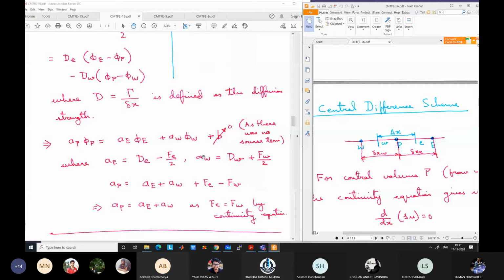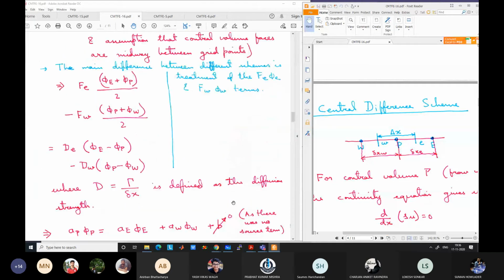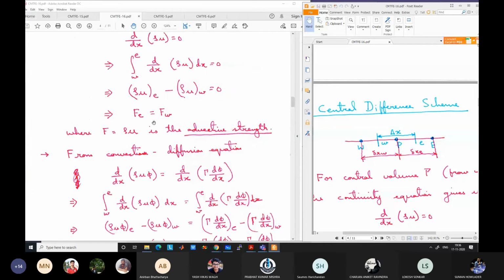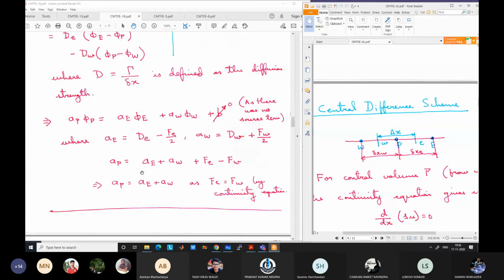And remember that by continuity equation, Fe is equal to Fw. We have already derived. So Fe minus Fw is 0. Which leads us to the similar form which we have seen previously. In the absence of any source term, AP is equal to AE plus AW. But the coefficients have changed. Now the coefficients contain these advective terms also. So this is our central difference. This is known as the central difference scheme.